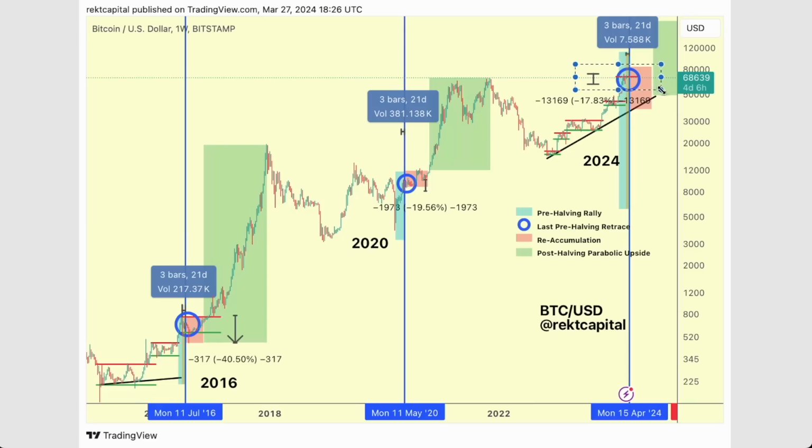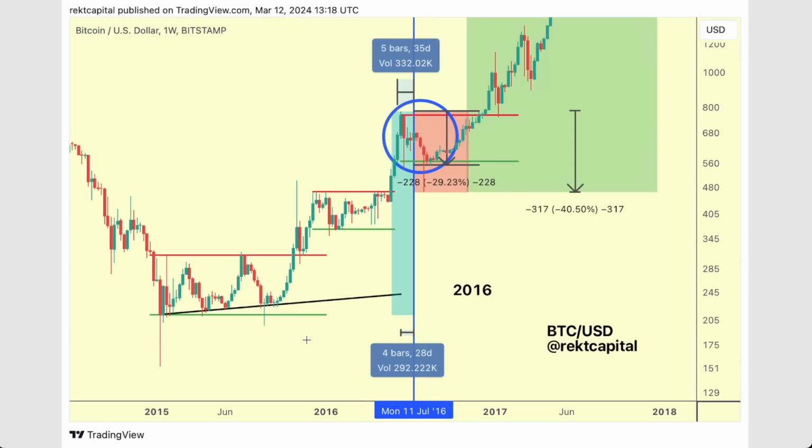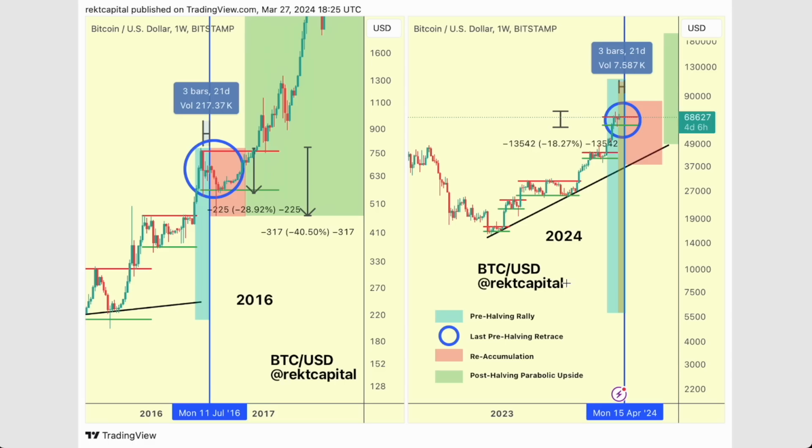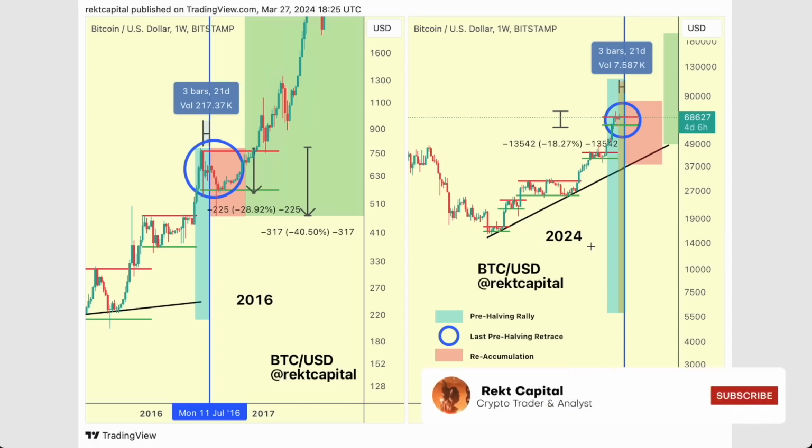In today's video, we're going to be talking about this reaccumulation range that's developing here, as we've seen these reaccumulation ranges develop over the past few years. But we're also going to be talking about the reaccumulation ranges that we saw in 2016, because if we compare 2016 to 2024, we'll see a lot of interesting tendencies, and it might actually help us understand where Bitcoin is going forward.